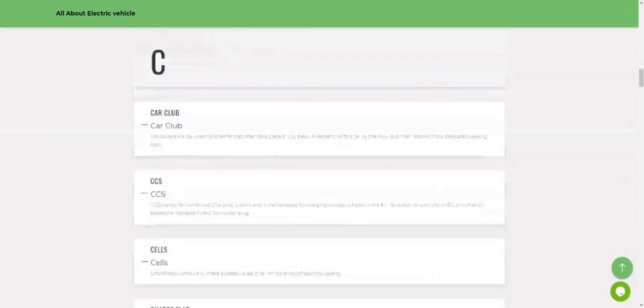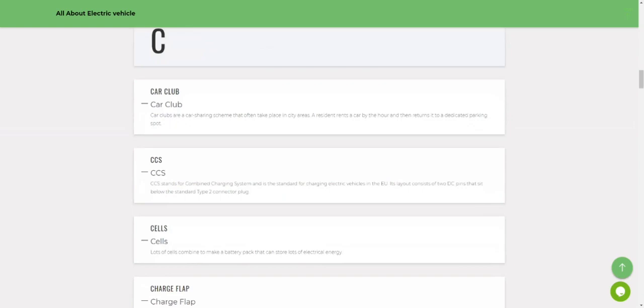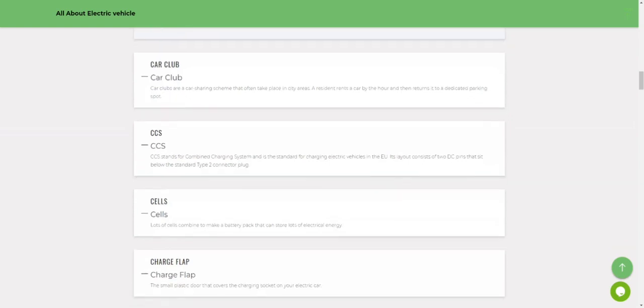Now, from C comes car club. Car clubs are a car sharing scheme that often take place in city areas. A resident rents a car by the hour and then returns it to a dedicated parking spot. Then comes CCS, that stands for Combined Charging System and is a standard for charging electric vehicles in the EU.